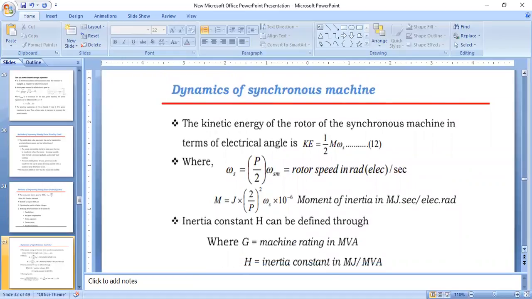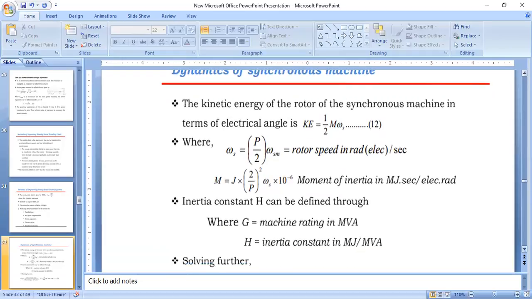The kinetic energy of the synchronous machine in terms of electrical angle is Ke equal to 1/2 M omega s, where omega s is equal to P/2 omega sm, that is equal to rotor speed in electrical radians per second. M is equal to J into (2/P) whole square omega s into 10 to the minus 6, the moment of inertia, that is in megajoule seconds per electrical radian.